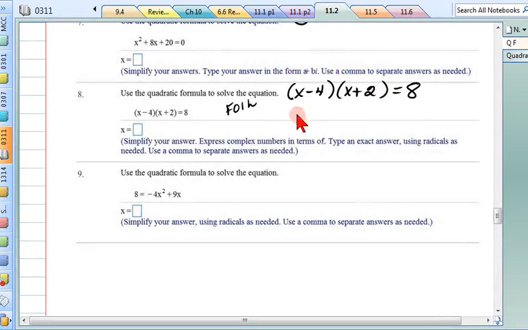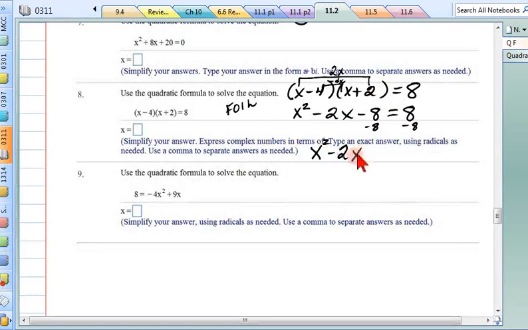That's going to give me the product of the first is x squared. The outer product is 2x. The inner product is negative 4x. Positive 2x, negative 4x gives me negative 2x. Negative 4 times 2 is negative 8, and that's equal to 8. Is it ready yet? No, I'm going to subtract 8 and get x squared minus 2x minus 16 is equal to 0.